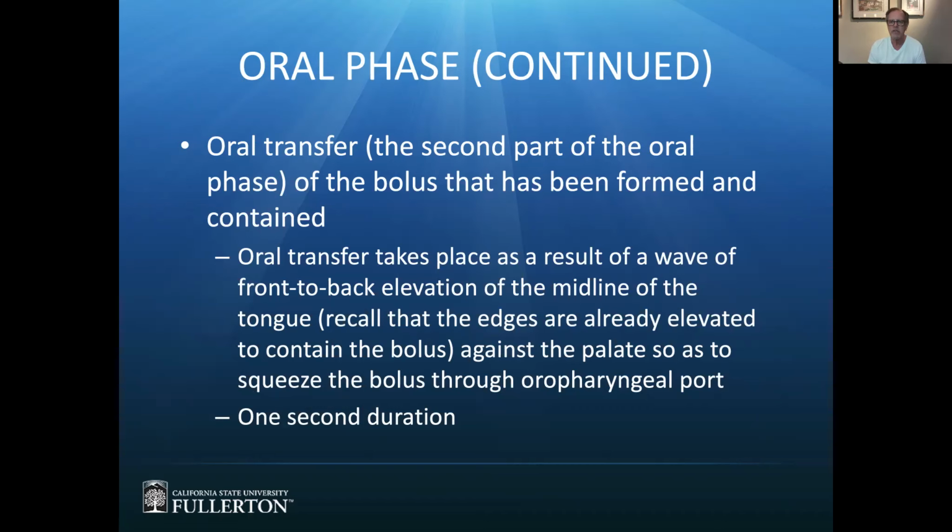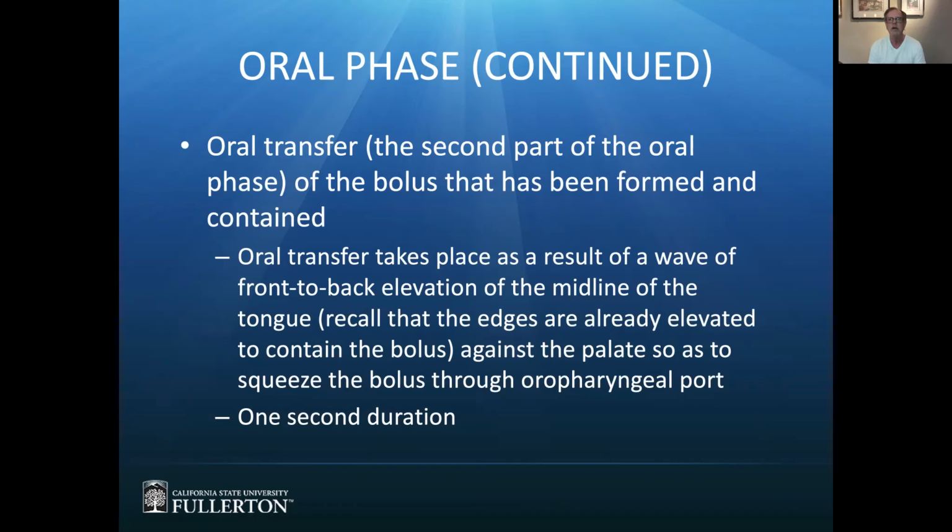Oral transfer takes place as a result of a wave of front to back elevation of the midline of the tongue. So recall that you've got this contained bolus, the edges of the tongue all the way around are elevated against the top alveolar ridge. The velum is down. And so you've got the contained bolus. Now, to transfer it, the tongue is simply going to elevate up against the hard palate, front to back, and in so doing, push that bolus backwards through the oral pharyngeal port. That is the window between the oral cavity and the pharyngeal cavity.